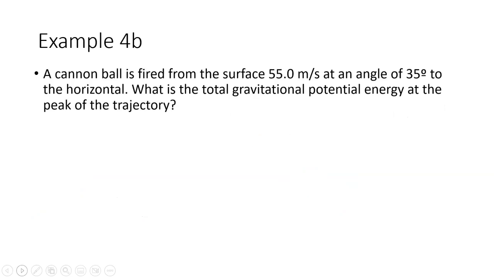When we take a look at example B, we've got the same thing, but we want to know what the gravitational potential energy is at the peak of the trajectory, right? What is the gravitational energy? Okay, so what we first need to know is the height, which means we need to know the vertical component of the velocity. 55 sine 35 is equal to 31.5 meters per second.